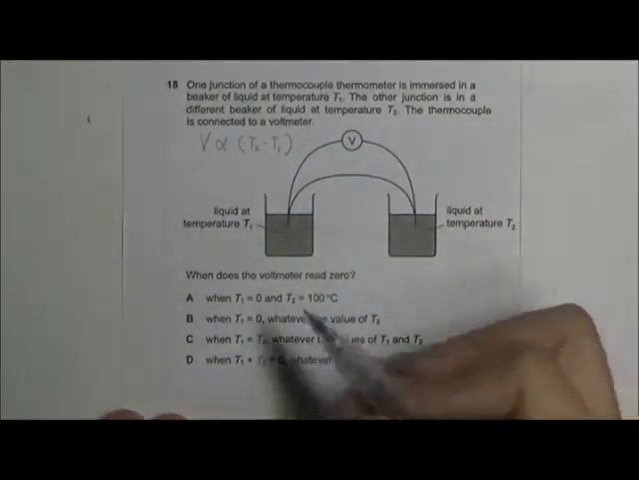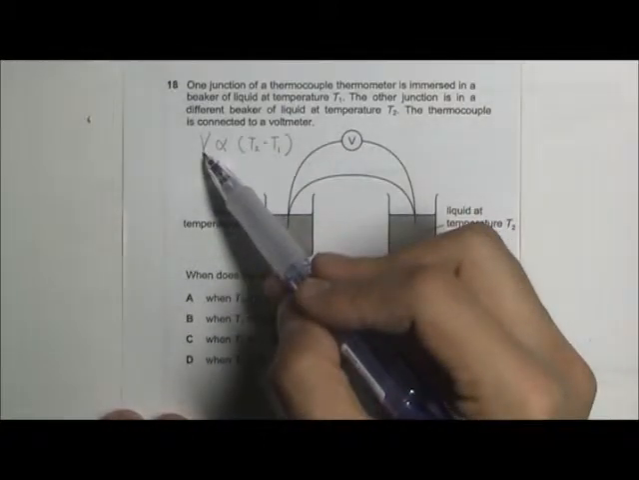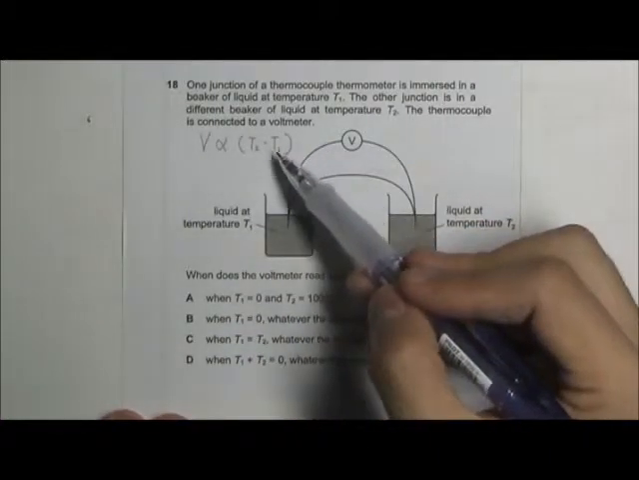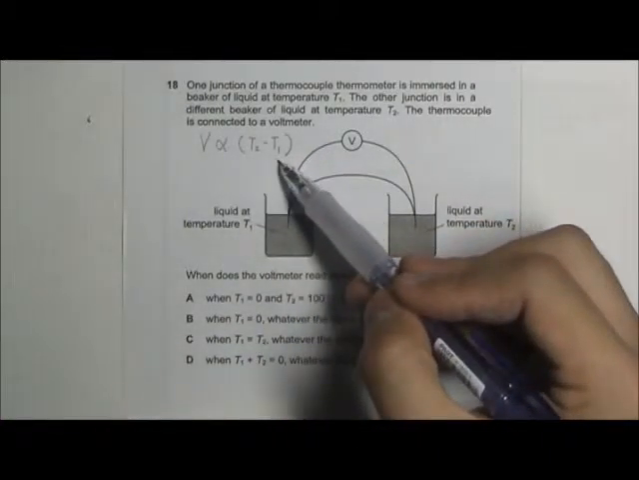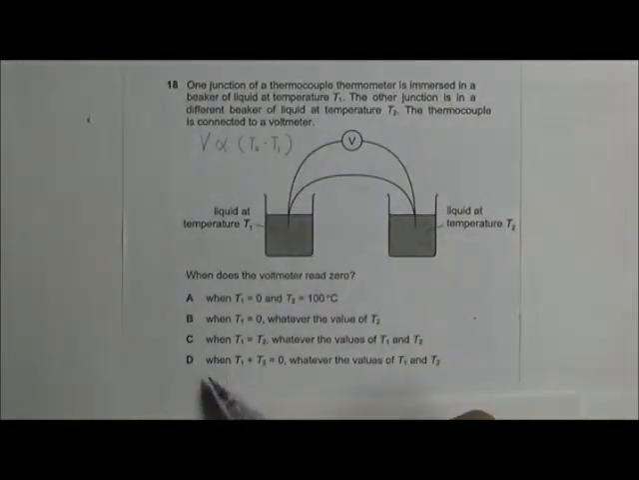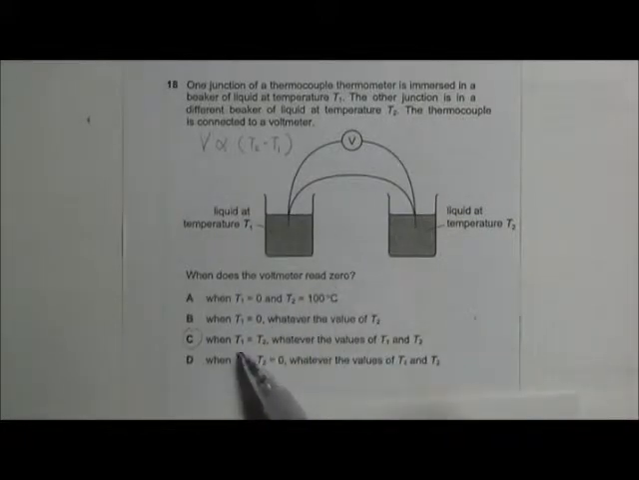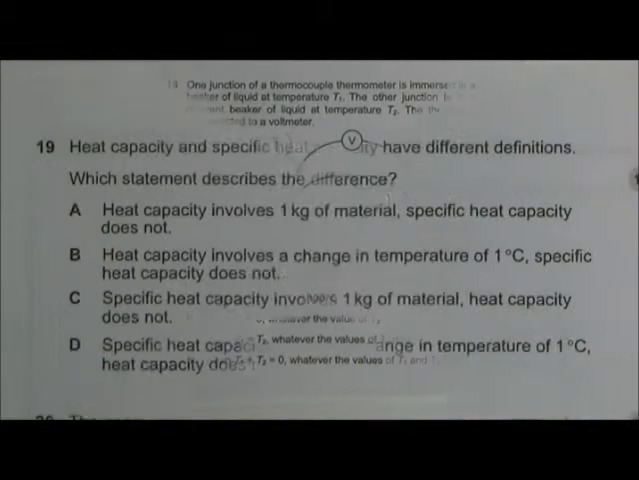So in order for the voltage reading to be 0, we have to make sure that the temperature difference is 0 as well. So the answer should be C. The voltmeter will read 0 when T1 is equal to T2. That is when there is no temperature difference.